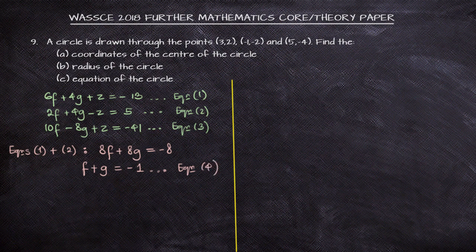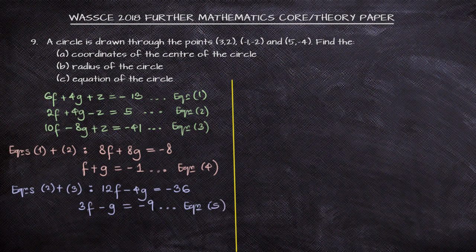Then again, if I look at equations 2 and 3, I can also eliminate z again if I add both equations together. I have 2f and 10f, and if I add them together, that will be 12f, then plus 4g and minus 8g, that will be minus 4g. The z will cancel out, then 5 plus minus 41 will be minus 36. Again, looking at this, I can divide all through by 4 to have 3f minus g is equal to minus 9. This I can call my equation 5.